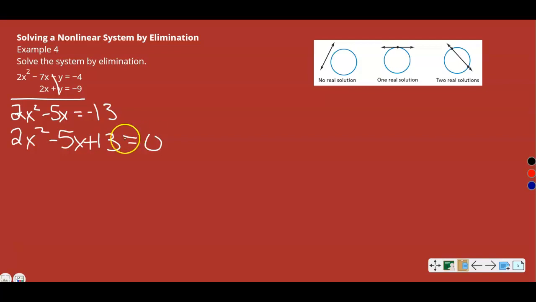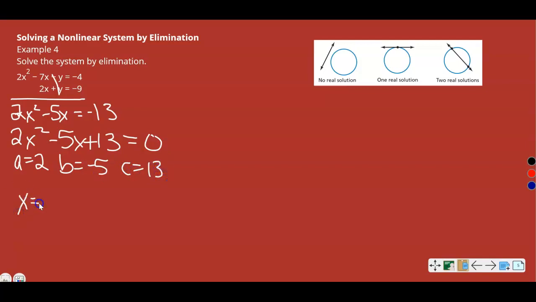Now I could try to factor this, but 2 times 13 is 26. So my factors are 1 and 26, 2 and 13. 3 doesn't go into it, 4 doesn't, 5 doesn't, 6 doesn't, 7 doesn't, 8 doesn't. So this one is not going to factor, or at least not easily. So what I'm going to do is use the quadratic formula. I know that A equals 2, B equals negative 5, C equals 13.